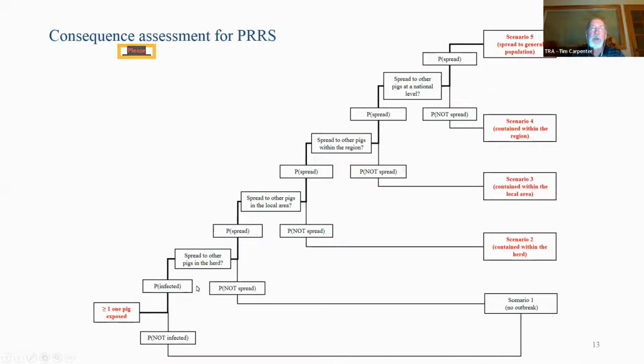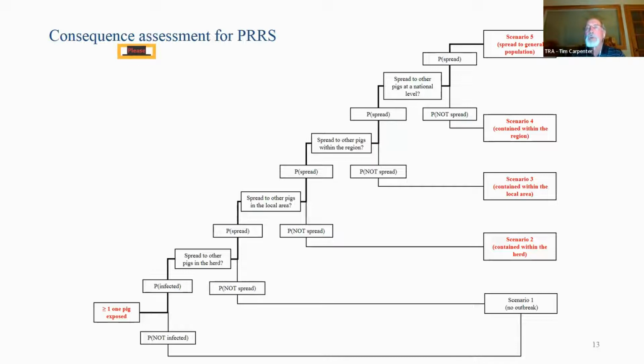That's our scenario one. Or it goes up the pathway of infecting other pigs in the herd, other pigs in the village or local area, and then spread beyond into a region or district, and then even up to here, up to the national level, in which case you could have a very extensively spread problem at the national level, and the consequence would be extreme, versus if you were able to limit to the individual pig, or if it were spread to just a village or a herd, a single herd.